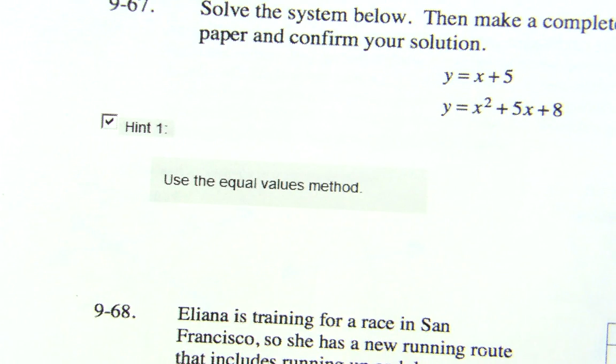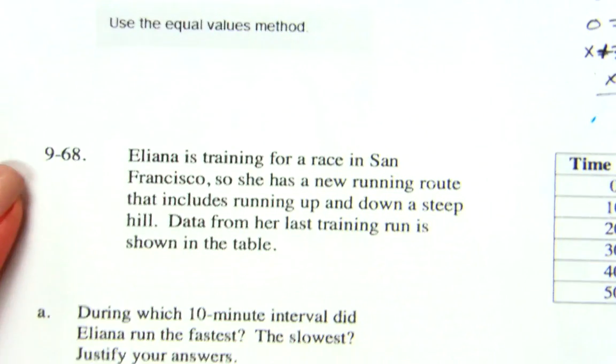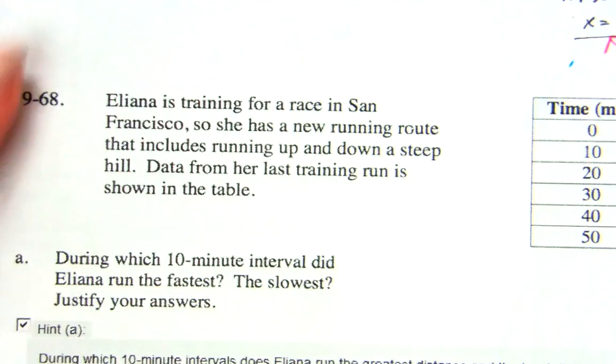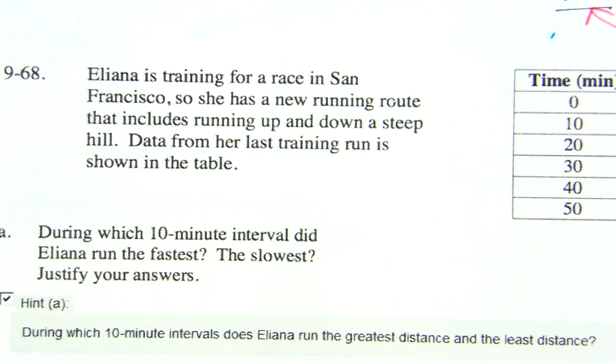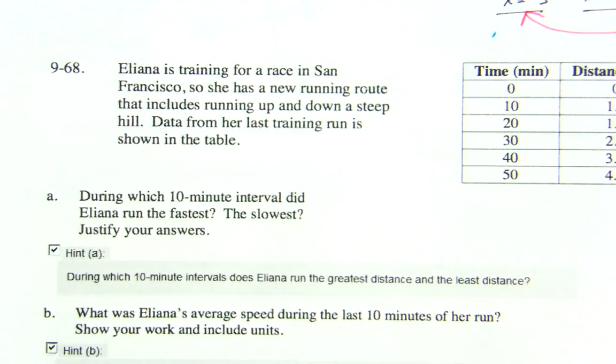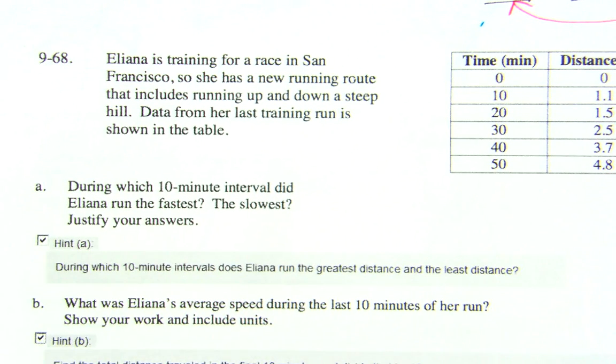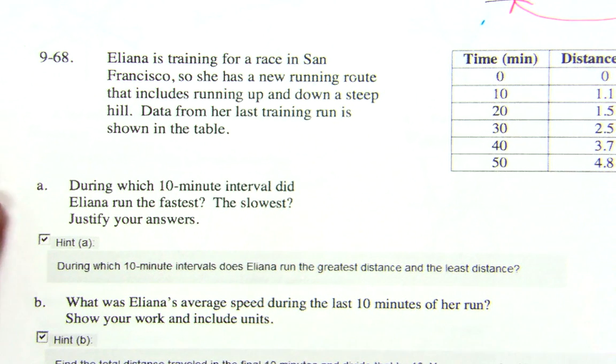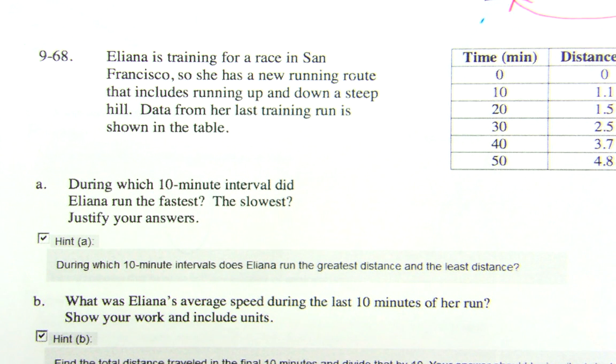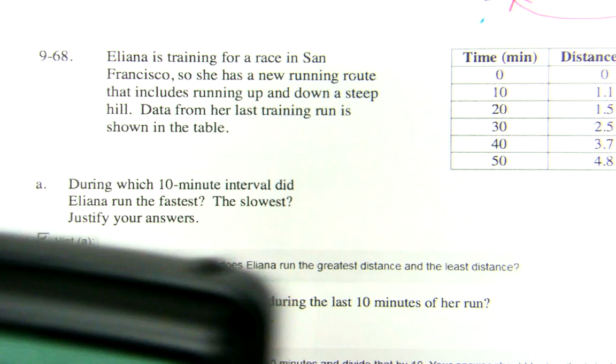Okay, next one, 68. Eliana's training for a race in San Francisco, so she has a new running route that includes running up and down a steep hill. Data from her last training is shown. During which 10-minute interval did Eliana run the fastest, the slowest, and justify your answers. Justification just means showing me your work. So you actually need to do a little bit of thinking about this one before you start.